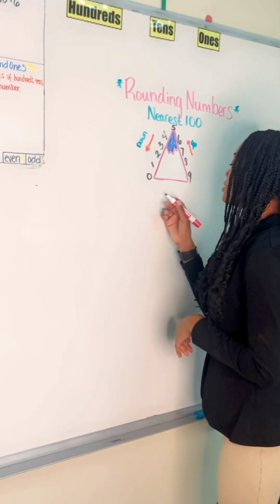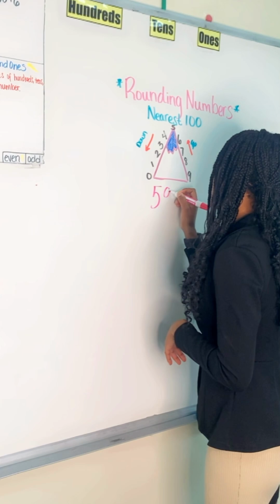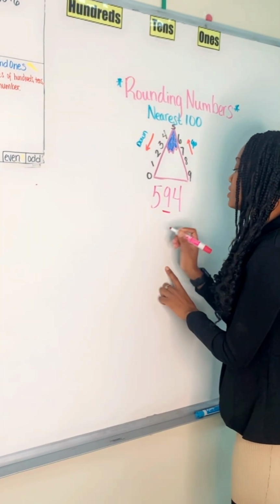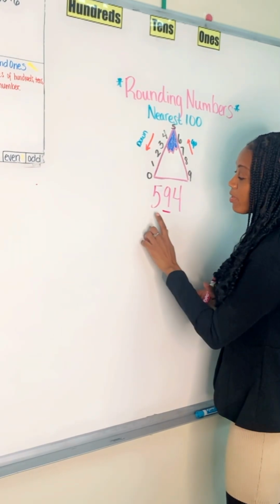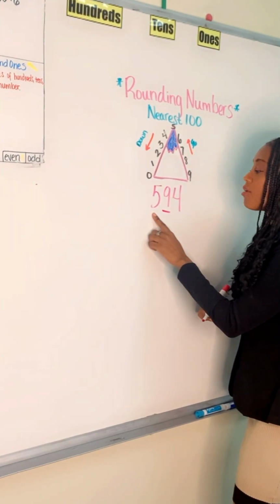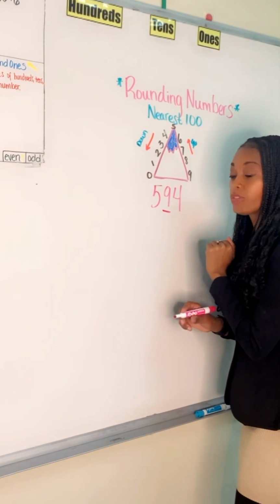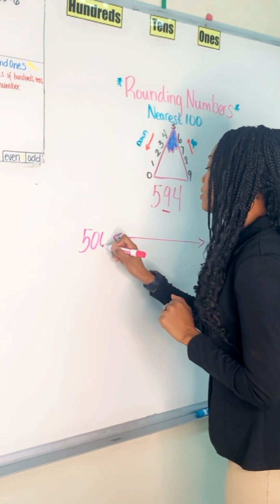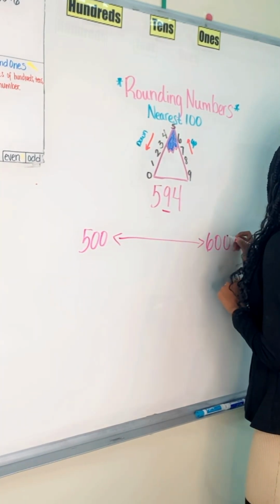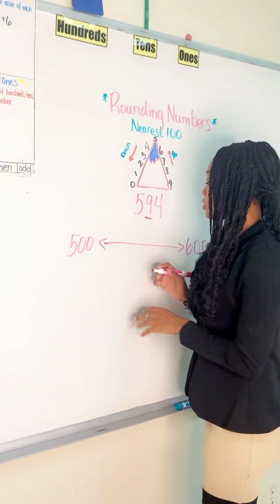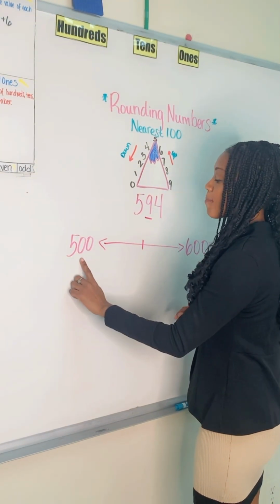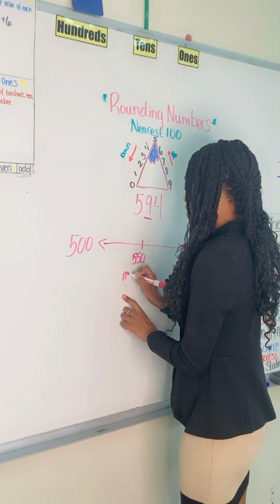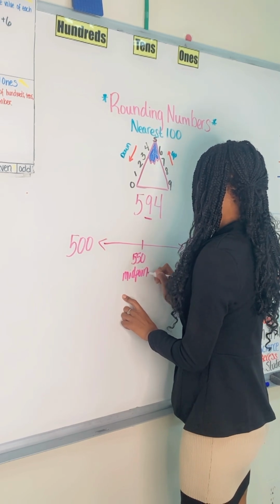Let's try another number. Say I have the number 594. Again, we are concerned with the number in the tens place. When we are rounding to the nearest 100, I'm going to ask myself, 594 comes between which two hundreds? That's going to be 500 and 600. So as you know, the first thing we're going to do is find our midpoint. Our midpoint between 500 and 600 is 550. And we'll put that as my midpoint.